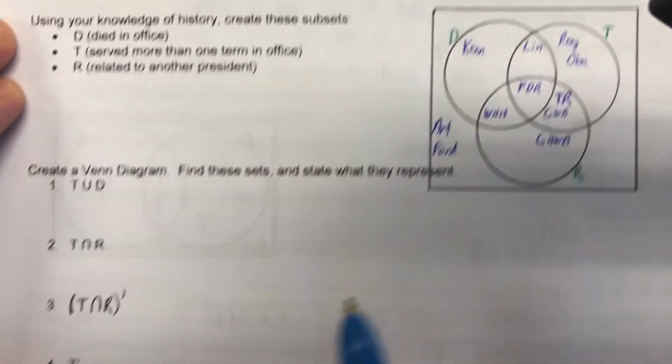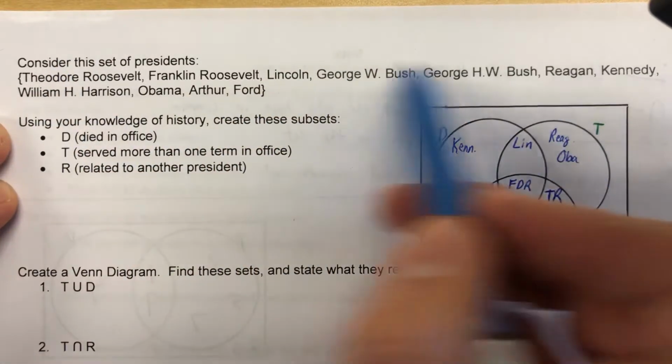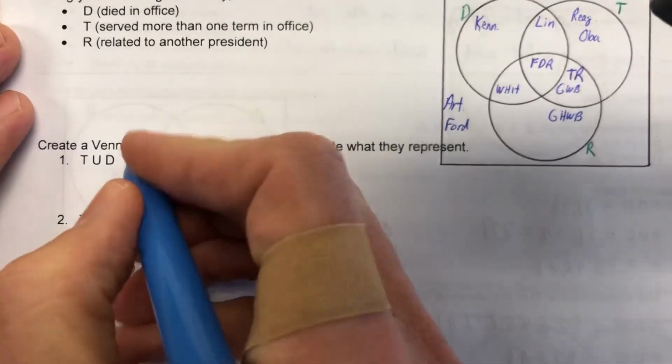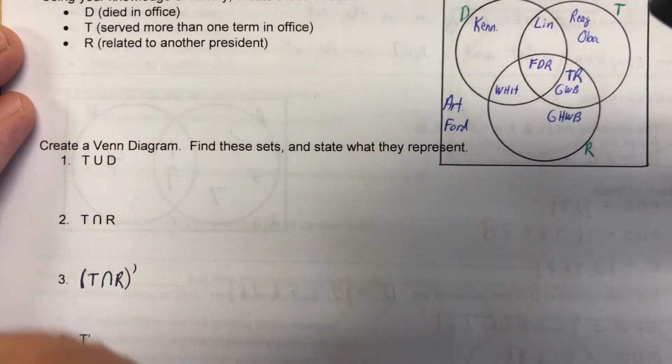And I'm not listing all presidents. This is the set of presidents I'm dealing with. So clearly, I'm leaving a lot of the people out. But here goes. Let's start listing some stuff. We'll switch to black ink.